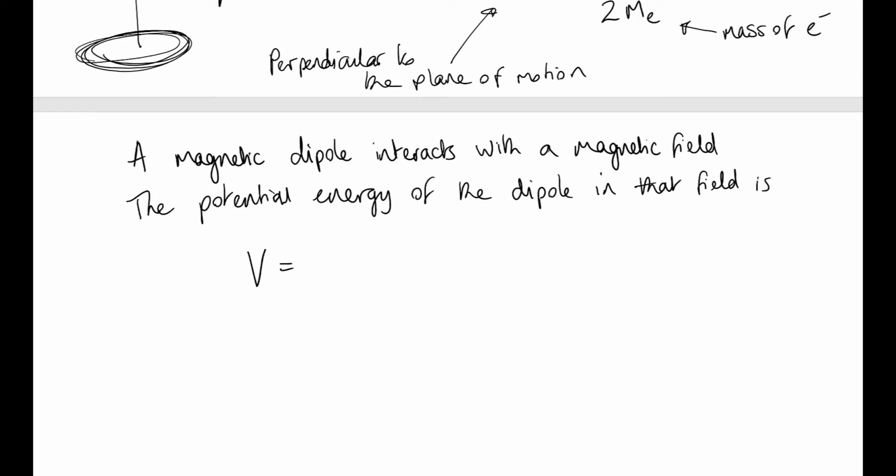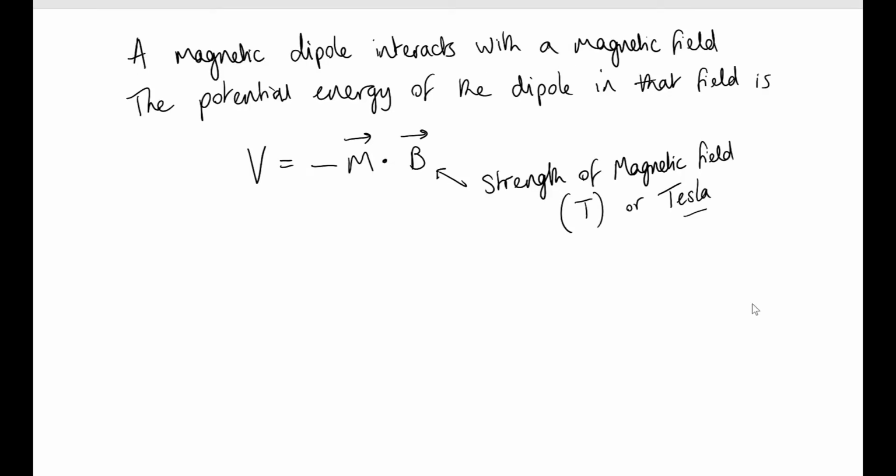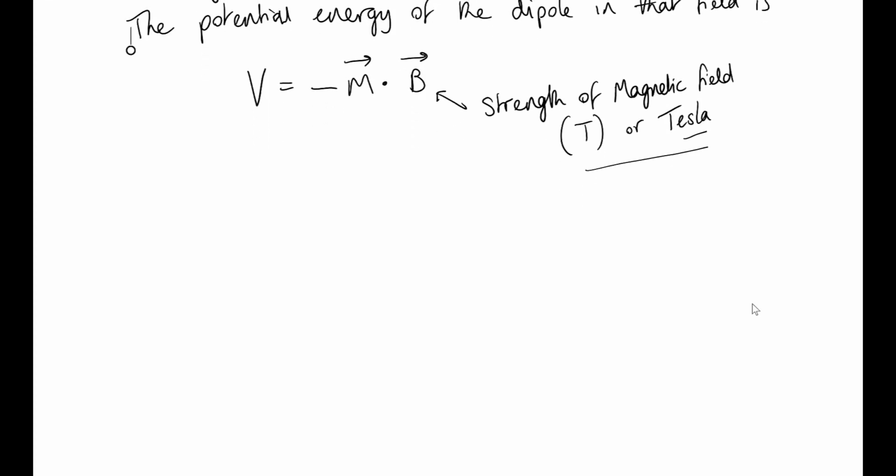V equals minus M dot product with the strength of the magnetic field. And the units for the strength of magnetic field are the Tesla. So we also have to define the strength of the magnetic field. It is defined as follows.